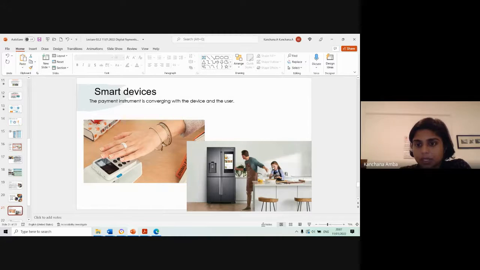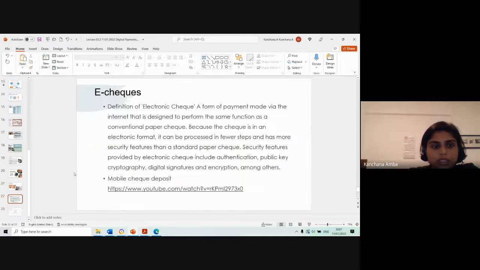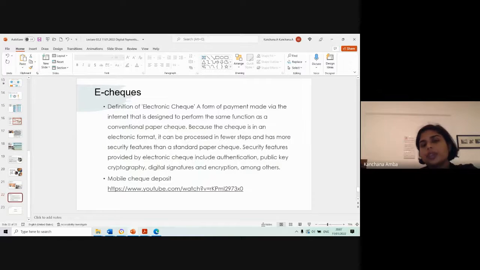This one, if you haven't seen this, these are sort of Internet of Things devices, where on the fridge itself you have the payment interface and you can just order things you want and make the payment on your fridge itself, right? So there's like a little computer on your fridge. Those are the evolutions. And then we have newer technological uses, which are something like e-checks, right?